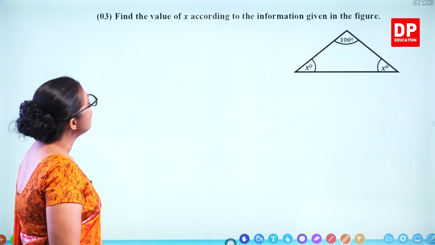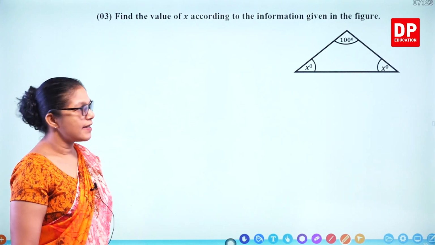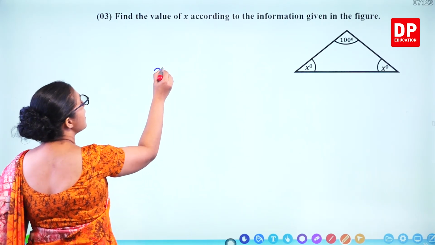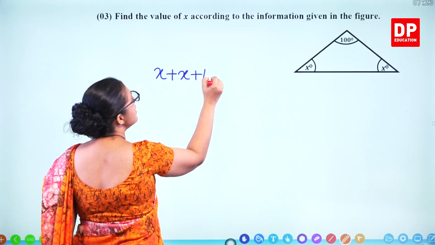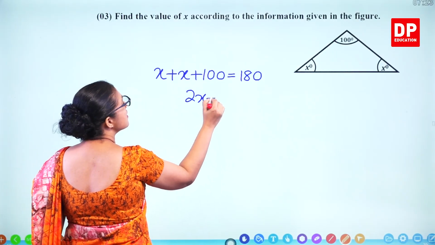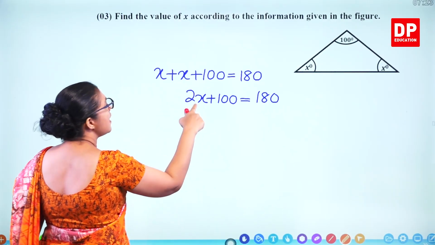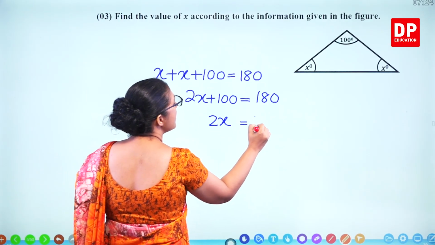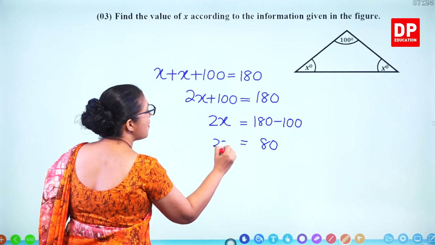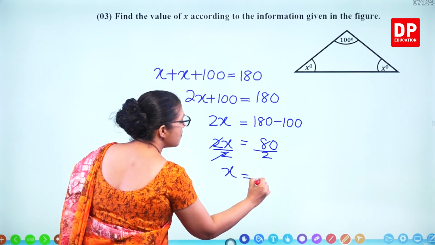Question number 3. Find the value of x according to the information given in the figure. So this is a triangle. The sum of angles in a triangle is 180. So you can write x plus 100 is equal to 180. Then 2x becomes, this x and 2x becomes 180 minus 100. This becomes 80. Divide by 2. Both sides you get x equals 40.